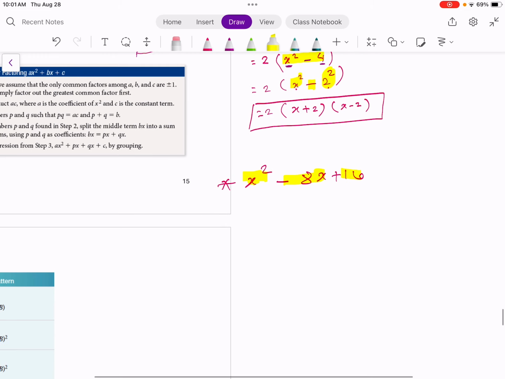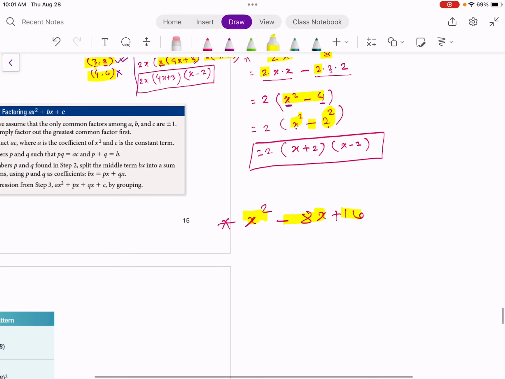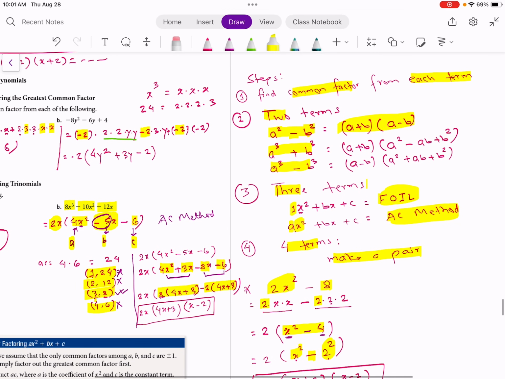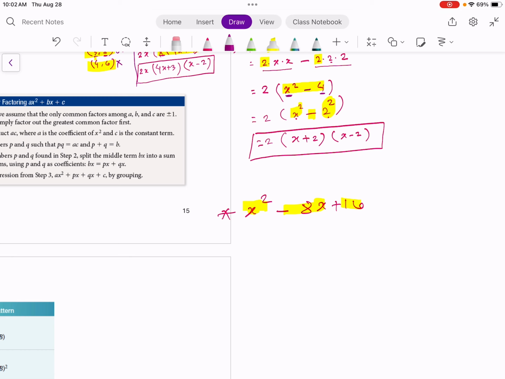Now the second step is that we count the number of terms. We already know we have three terms, and if we have three terms and are in a quadratic form, we use two methods. One method is using FOIL, and we use FOIL if the coefficient of a square term is 1, and we use AC method if the coefficient of a square term is other than 1. In our case, the coefficient of the square term is 1, right? So we will be using FOIL method. So here, to factorize this trinomial, we use FOIL method.